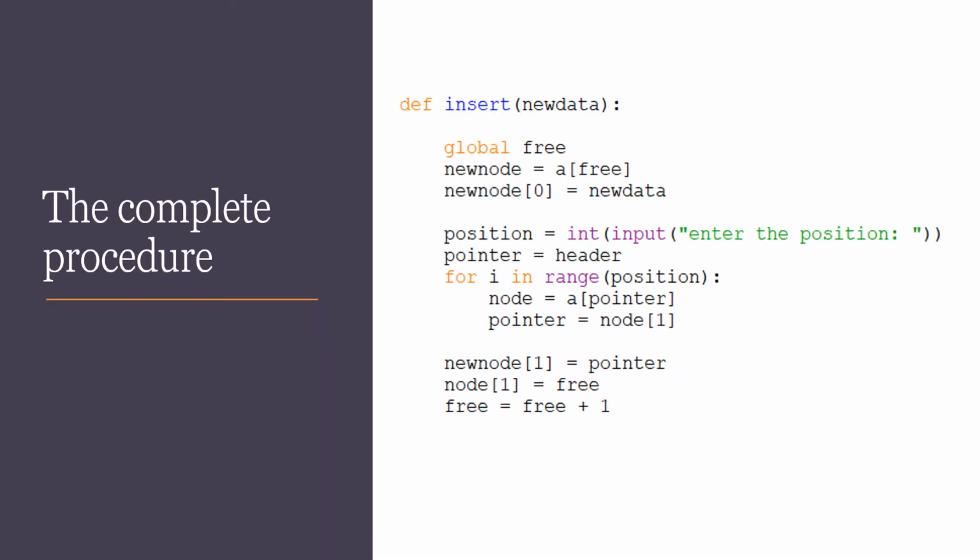There's the complete procedure. Can you see the 3 parts? The top part where we create the node, the middle part where we enter a number and count up to that number in the linked list, and the third part where we change all the pointers so that the new node is linked into the linked list at the right position.